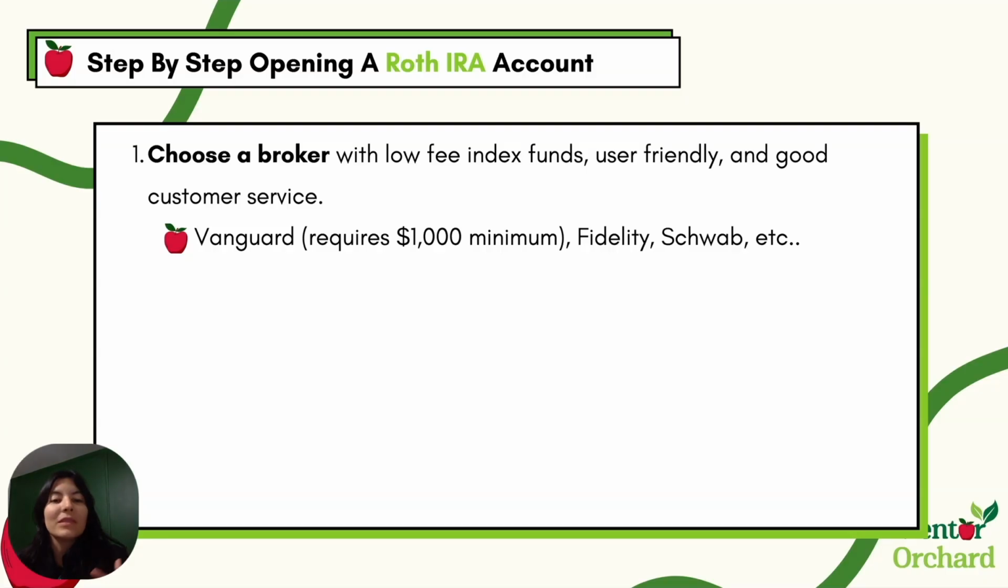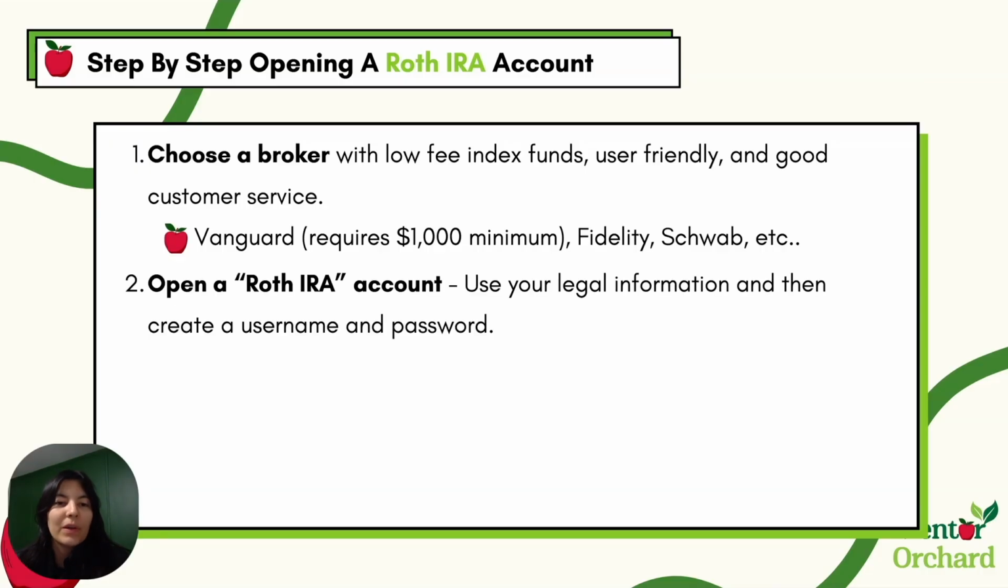I would just go with ones that are popular because they're reliable, they've been there a long time, and they do offer low-fee index funds, they tend to be user-friendly, and have good customer service. Once you've chosen one, you're going to click the links in the video below or the description box, and it's going to take you directly to where you would open a Roth IRA account with them. You're going to need to use your legal information and then create an account with them.